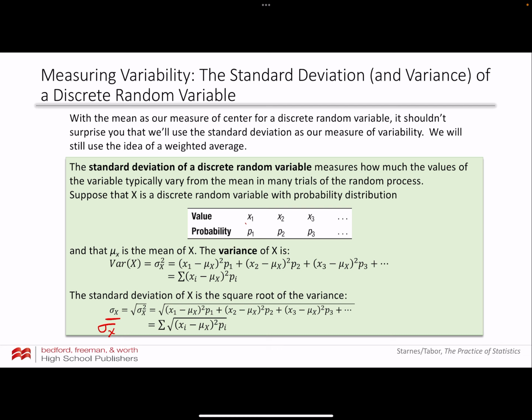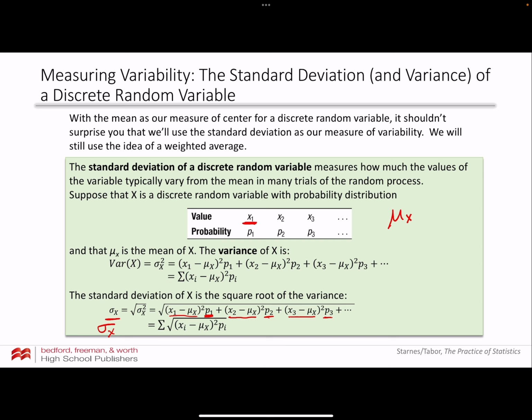So you take the individual value and you subtract it from the mean. Now the mean, the mu sub x, is the mean of the random variable that we just calculated, right? So you take the individual x1, subtract it from the mean, you square it, and you multiply it. Here's the new part. You multiply it by its probability. That's what weighs it. And then you do the same thing. x2 minus the mean squared times its probability. x3 minus the mean squared times its probability. And you keep going dot, dot, dot till you get to the end. Then you take the square root of the whole thing.